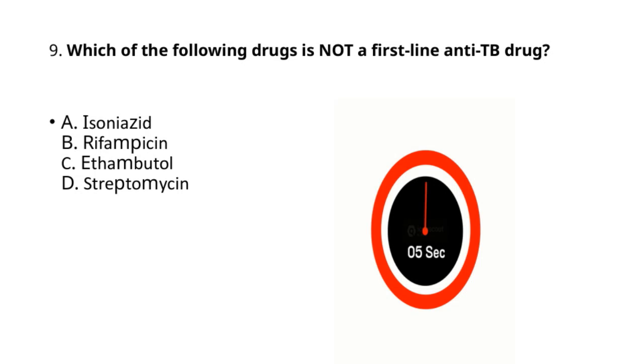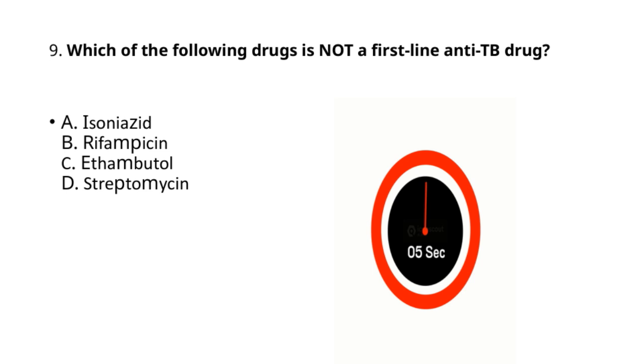Let's take a closer look at some of the key first-line anti-TB drugs. We have isoniazid, rifampicin, ethambutol, and streptomycin. These are the cornerstone medications used to treat tuberculosis effectively. Now, the question here is, which of these drugs is not considered a first-line agent? It's important to understand that the first-line drugs are chosen because of their proven efficacy, safety profile, and cost-effectiveness.